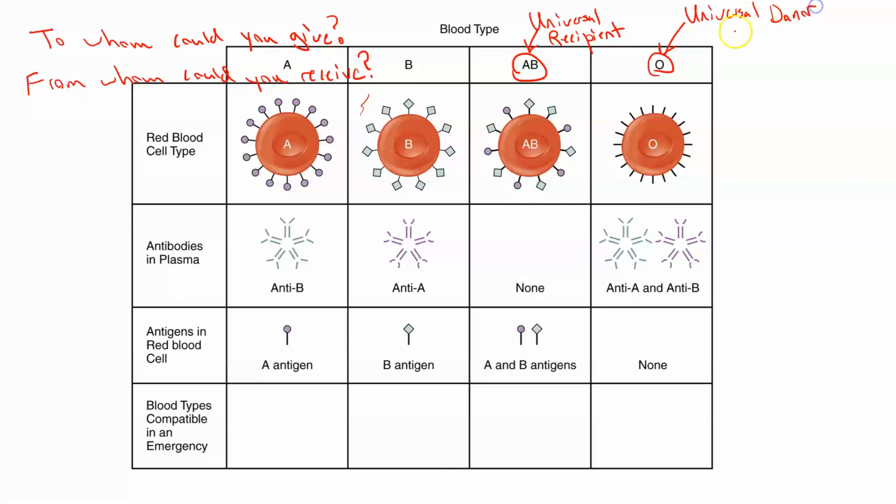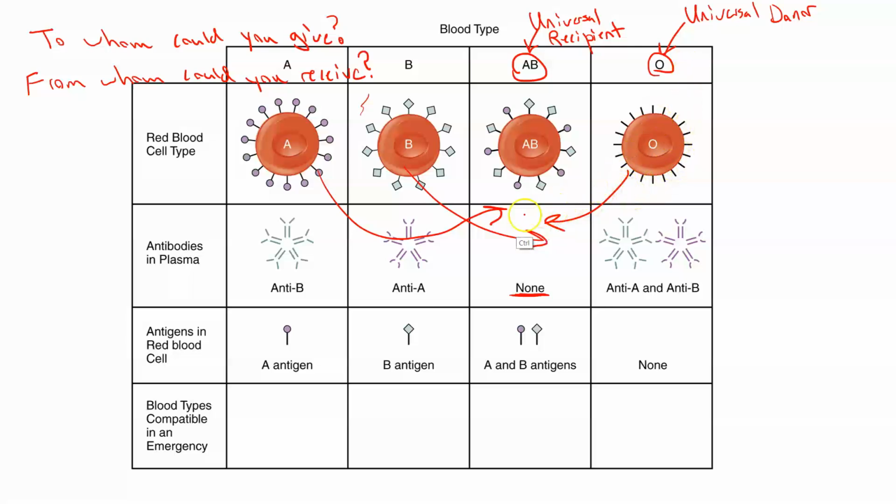So they can give their blood to anybody, but it's hard for them to receive blood. They can really only receive blood from other type O folks. And the reason for that is the universal recipient can receive blood from anybody because they don't have any of these antibodies in their plasma. So you could give them B blood, you could give them A blood, you could give them O blood. It's all good.